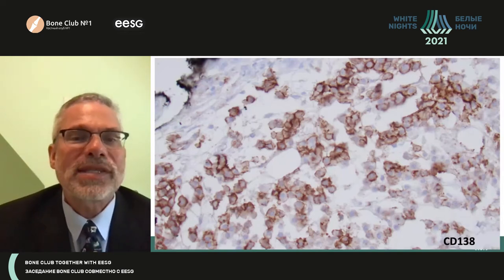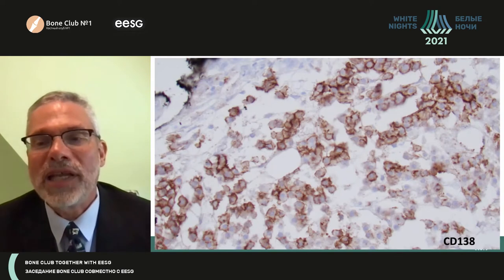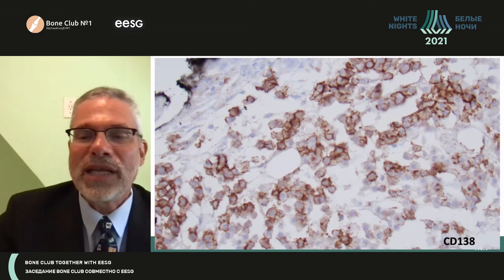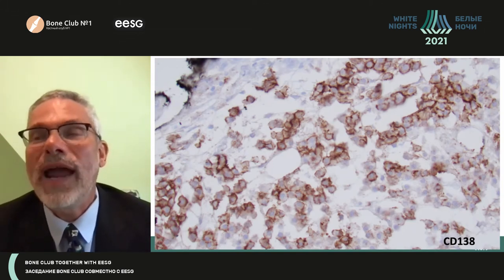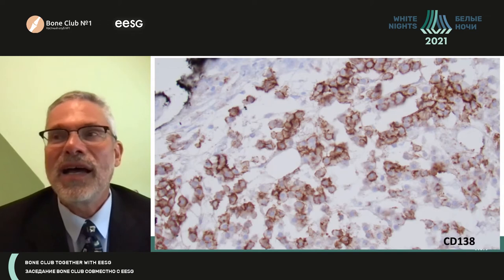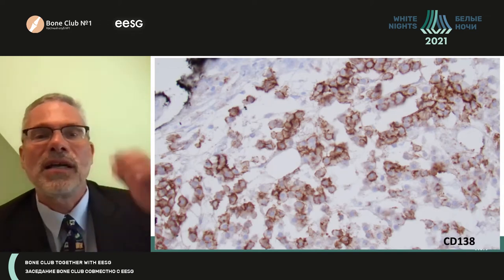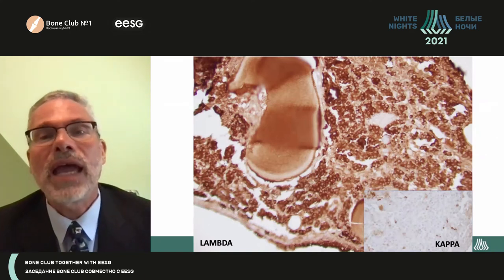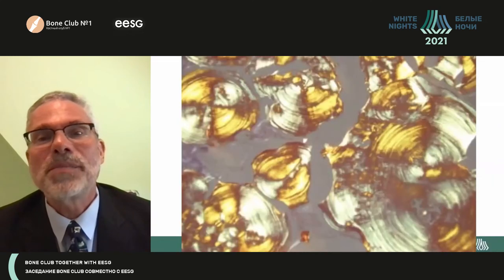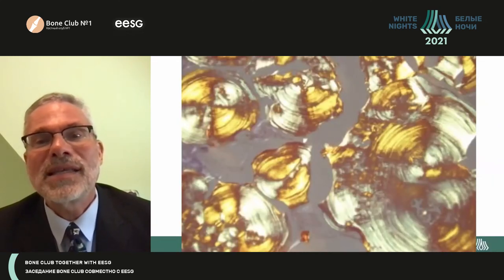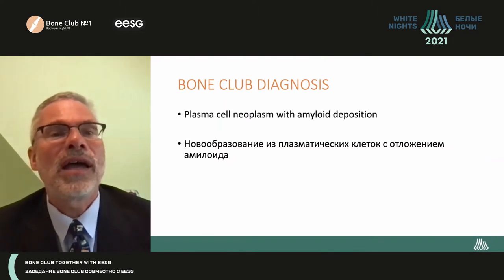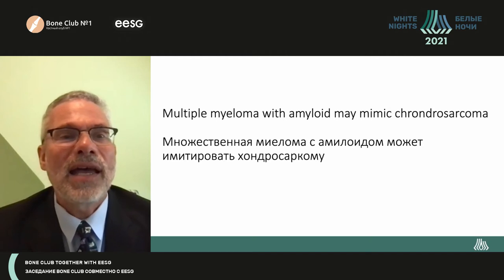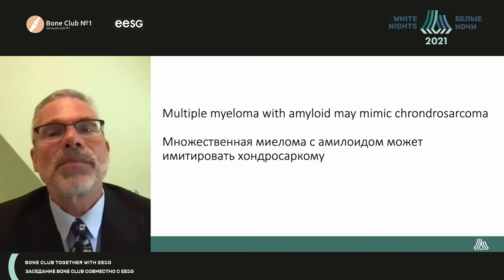Interestingly, Irina's case also was CD138 positive, the Ewing-like adamantinoma. We know CD138 sometimes can stain for endothelial cells or epithelial cells, which fits the Ewing-like adamantinoma that Irina showed. This case was positive for lambda and not for kappa chains, and Congo red stains positive. So this case is amyloidosis with plasma cell neoplasm. A round cell lesion masquerading as an osteoblastoma or something else.